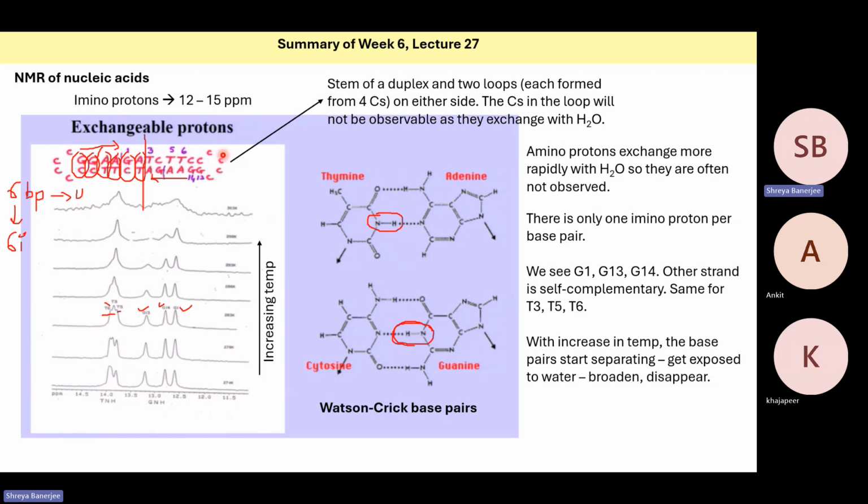Like I said, for the cytosine in the loops in which the iminoprotons are already exposed to the solvent, you don't see any peak. So similarly, if you continue heating, because of the breaking of the base pairs, the iminoprotons will get exposed to the solvent environment, and the peak will disappear.